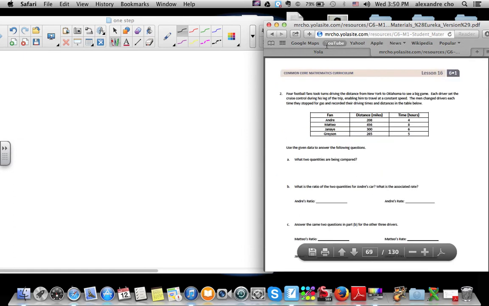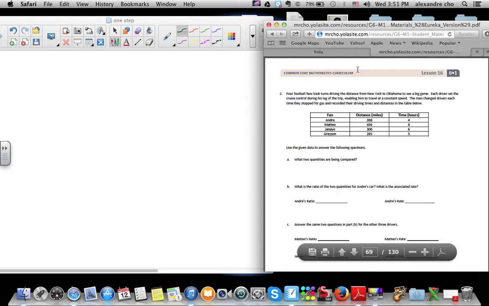And we're doing page 69. Four football fans took turns driving the distance from New York to Oklahoma to see a big game. Each driver set the cruise control during his leg of the trip, enabling him to travel at a constant speed. The men changed drivers each time they stopped for gas and recorded driving times and distance in the table below.